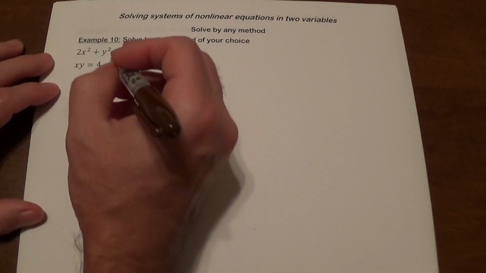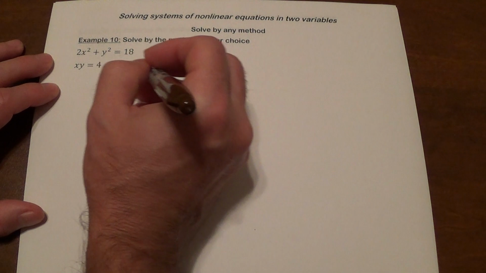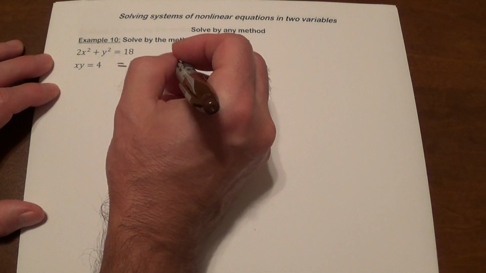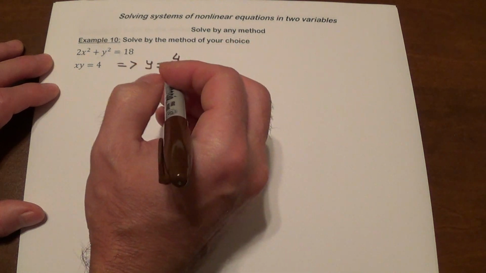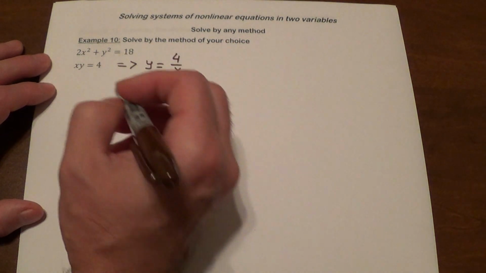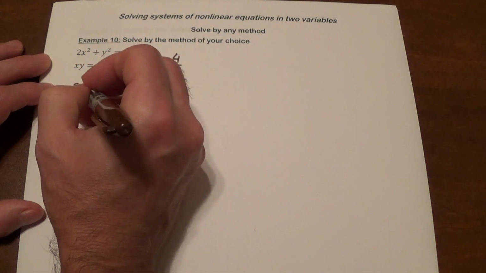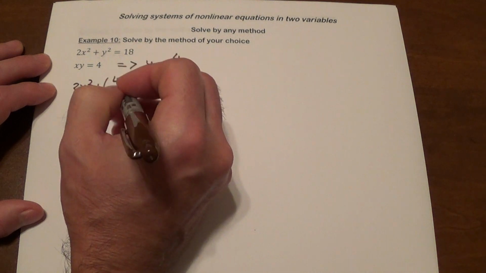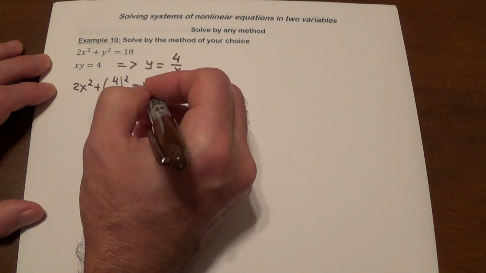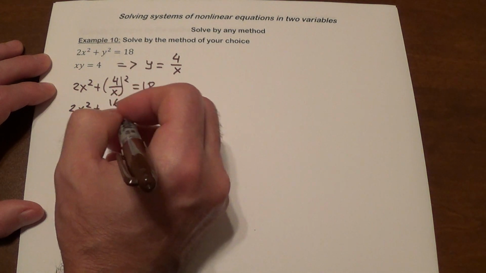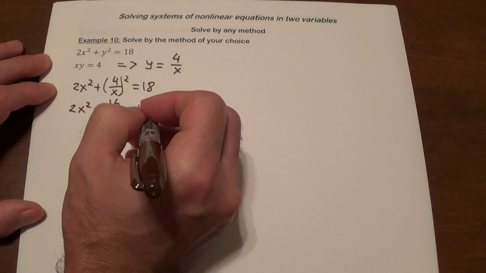So what we're going to do here is solve our second equation for, let's say, y. So y equals 4 divided by x. And then we're going to substitute that into the first equation. So it's going to be 2x squared plus (4 divided by x) squared equals 18, which gives us 2x squared plus 16 over x squared equals 18.